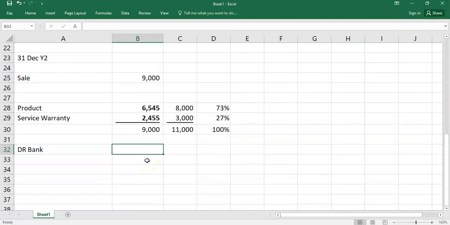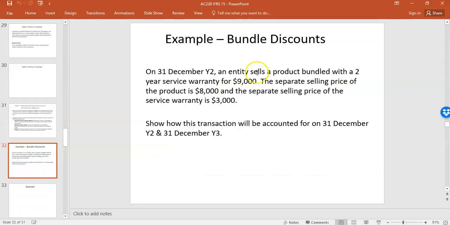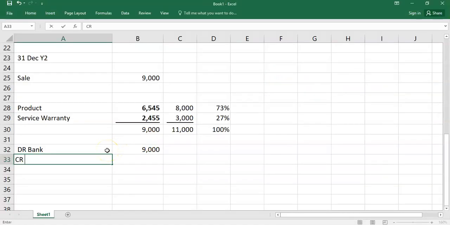You debit bank 9 because the sale was made at that date. You credit revenue for the product, 6545. You only recognize the revenue for the product because that's the sale of a good at a point in time. Once you hand over the product, the sale has been recognized because you've earned the revenue.